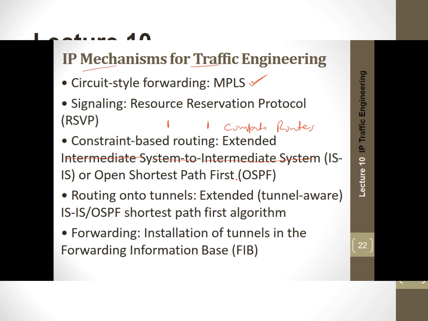Then another IP mechanism for traffic engineering is routing onto tunnels. Yani we route packets onto tunnels. We call it extended, also tunnel aware. What protocols are used? ISIS, OSPF, shortest path first algorithms. Then forwarding is also used. In the forwarding mechanism, this is also an IP mechanism for traffic engineering, we install tunnels into the FIB, forwarding information base. So these are a few IP mechanisms for traffic engineering.